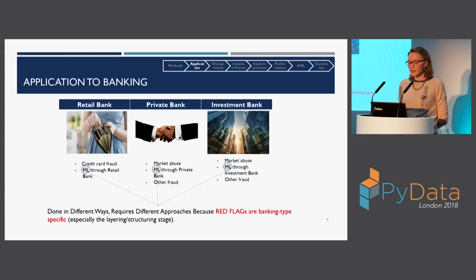I'm highlighting ML, as in money laundering, as a subject of detection for all three: retail, private, and investment bank. And what is important to understand is that the way money laundering is done using these three types of banks is actually different. And therefore, different methods of detection and different types of red flags exist in these banking types. So if you learn one thing from this talk, this should be the one.